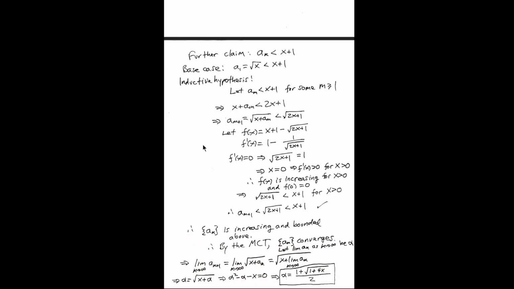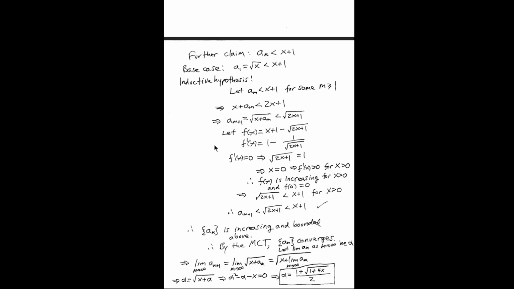Okay, we add x to both sides. This implies x plus am is less than 2x plus 1, which implies am plus 1, which equals the square root of x plus am, must be less than the square root of 2x plus 1, since the square root is an increasing function.